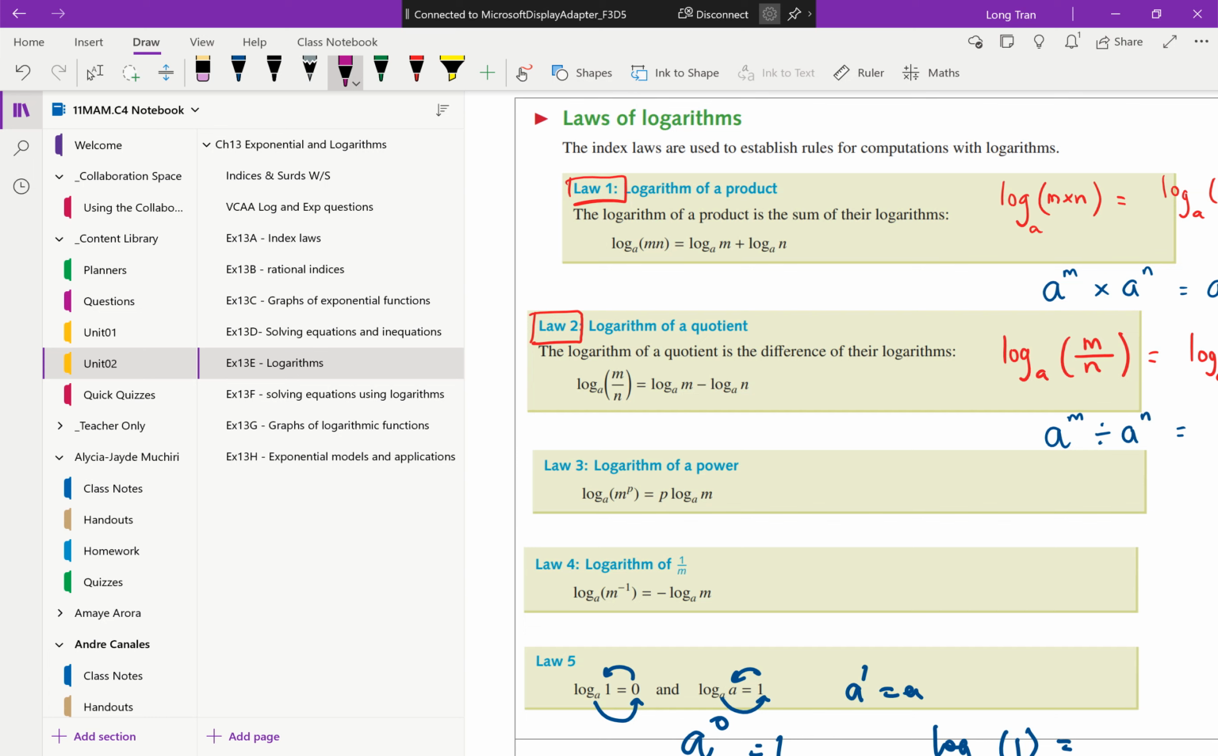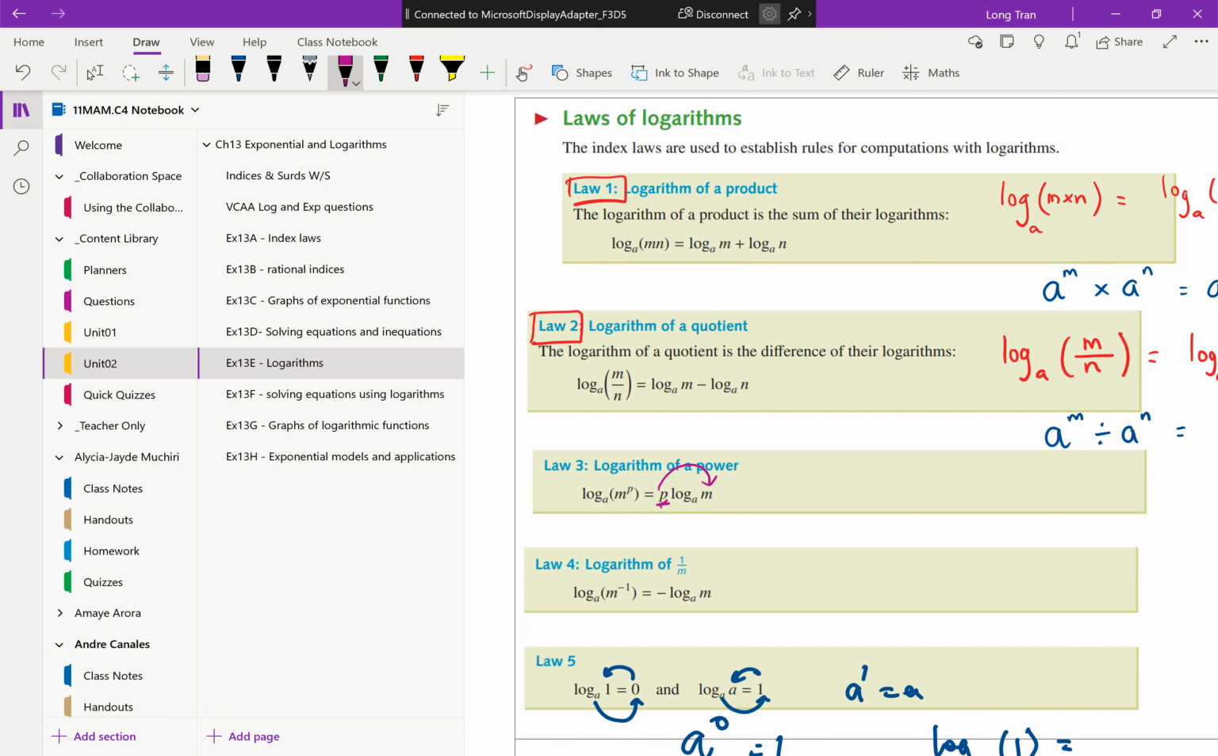Because rule number 3, and this is what I want you to copy down, says, if you have the number at the front, so notice here in rule number 3, you've got the p, this p value, you can actually bring it up as part of the powers. There's a proof to it, but for now I'm teaching you how to do it. Okay, so here, you've got the number p, you can bring it as m to the power of p. That's what rule number 3 says.